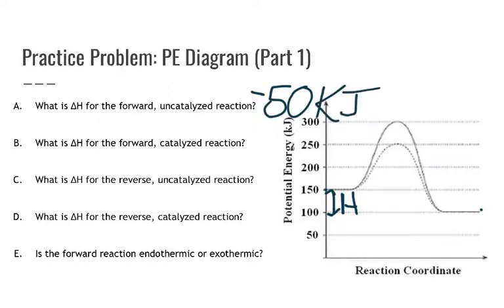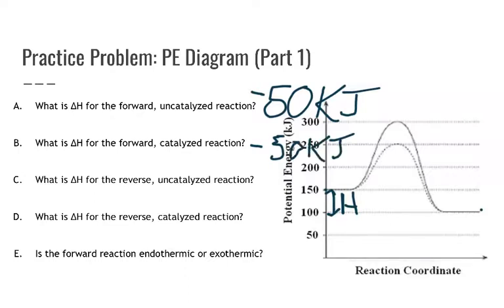Next, it says, what is the delta H for the forward catalyzed reaction? Notice it doesn't change. So even though there's a catalyst here, the delta H is not changing, so that would also be negative 50 kilojoules.